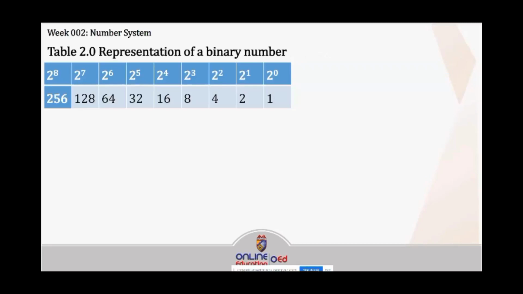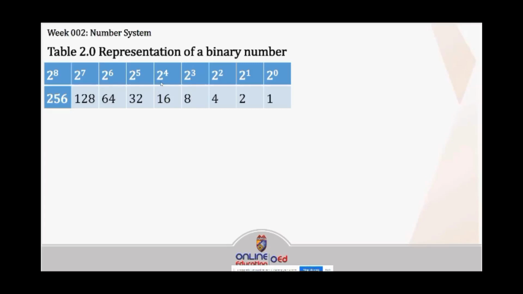Representation of the binary number. We are using 2 for the base of the binary, raised to 0, 1, 2, 3, 4, 5, 6, 7, and 8. Any number raised to 0 is 1. 2 raised to 1 is 2. 2 raised to 2, meaning 2 multiplied by 2, is 4. 2 raised to 3 is 2 multiplied by 2 multiplied by 2, that's why we have 8.